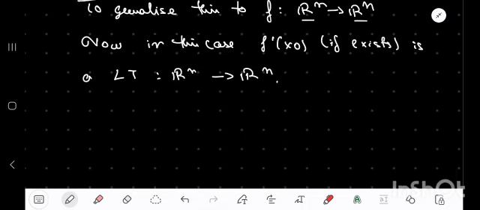Now, since it is a linear transformation, in the one variable case, what did we require? We required that f prime of x naught was non-zero. Why? What was the main reason for it to be non-zero? It was so that we can take its inverse, right? And so here also we will require the same thing. We want to take the inverse of this derivative.